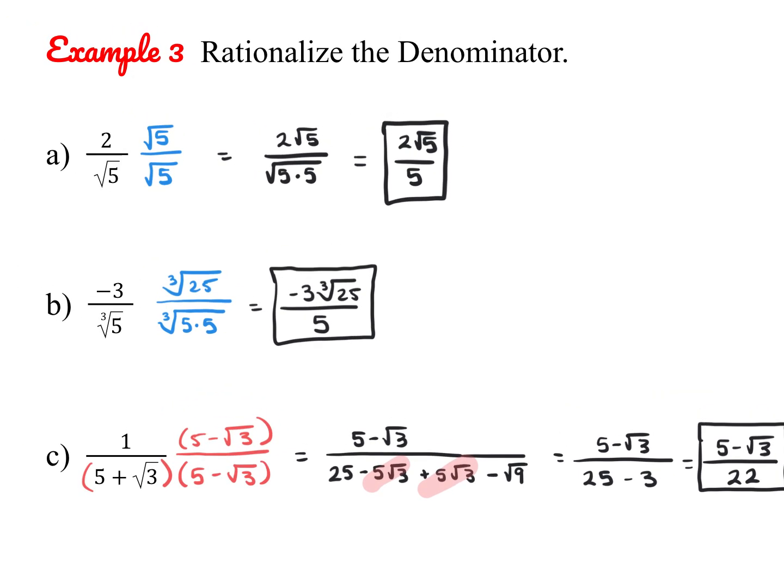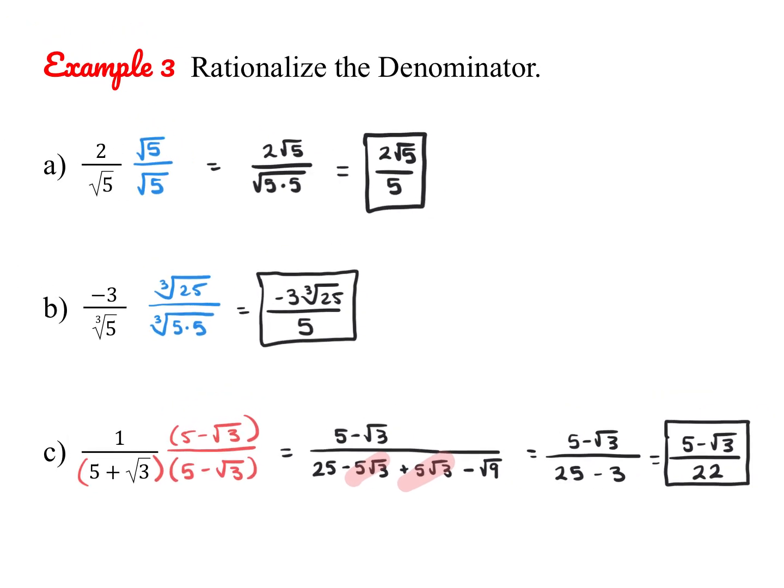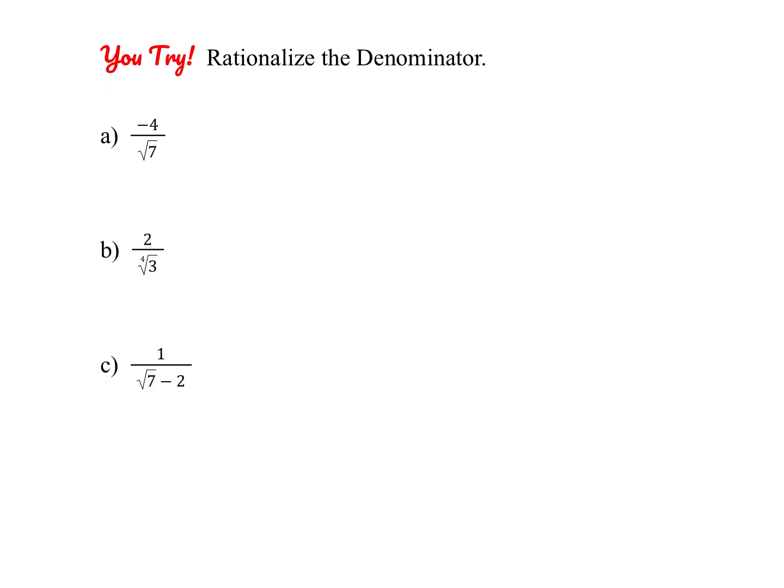So again, the process for this is either completing the group in your radical, so multiplying by however many powers you're missing, or if you have a denominator that's a whole number plus or minus a radical, you're going to multiply by the conjugate. And always make sure you're doing the same thing. You're multiplying by the same thing in the numerator and denominator. All right, here's the last one for you to try on your own, so please pause the video and give it a shot.